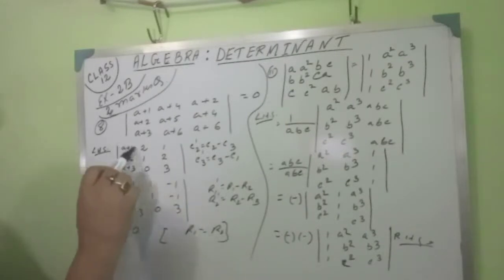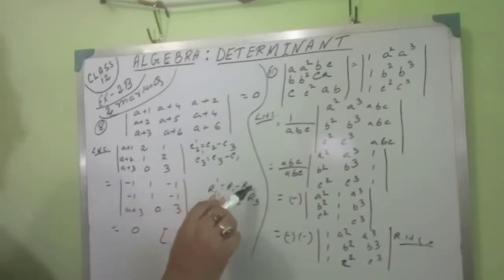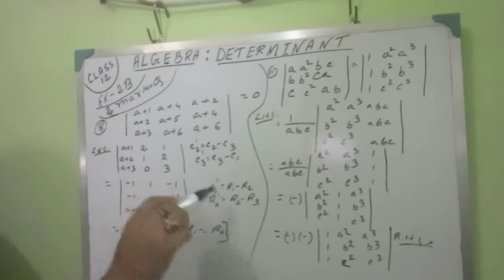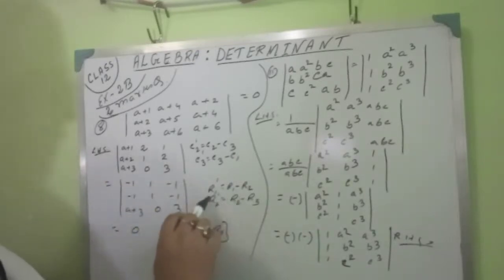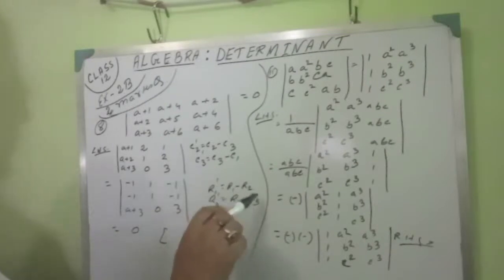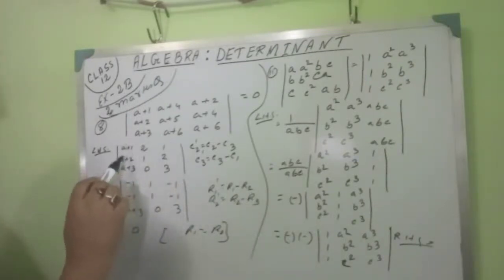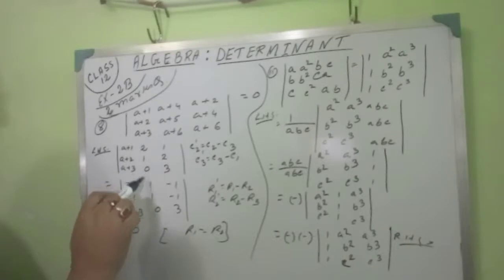First row, that is a plus 1, 2, 1. First row we will change. That means R1 dashed equals R1 minus R2, and the second row again we will change, that is R2 dashed equals R2 minus R3. New second row is R2 minus R3. So R1 minus R2, so a plus 1 minus a plus 2. A minus a will be cancelled. 1 minus 2 is equal to minus 1. 2 minus 1 is 1. 1 minus 2 is minus 1.